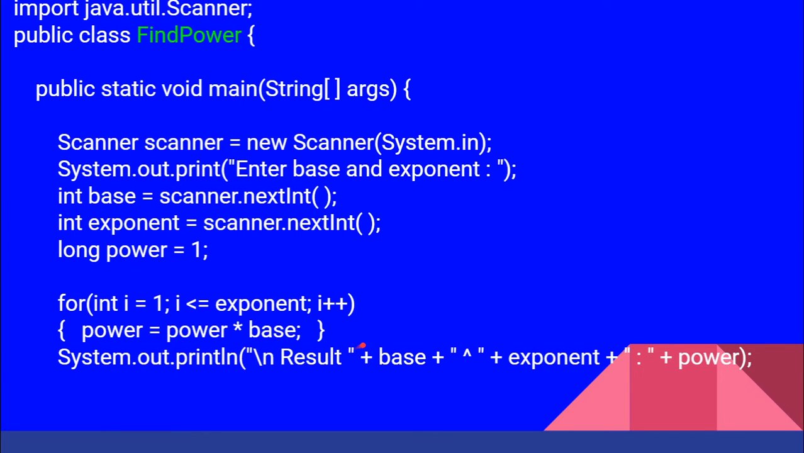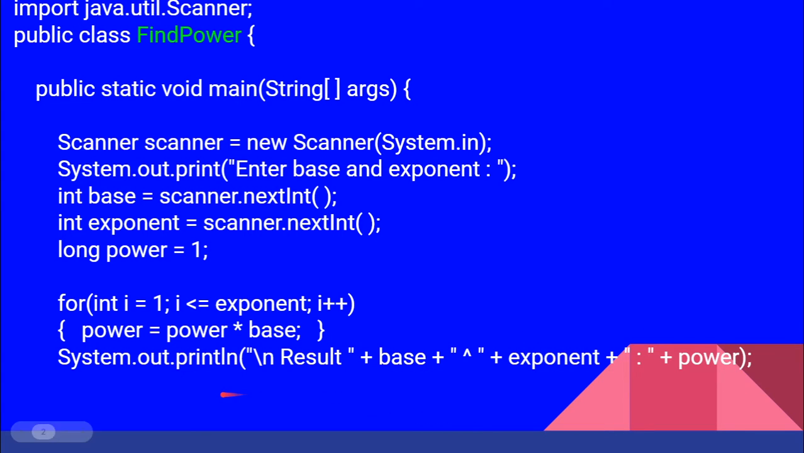System.out.println result, base, exponent, power. So that's all. This simple for loop will calculate the power value, and we are printing the answer. So the answer is the result. This plus is the joining operator or the concatenation operator, and whatever is given within the double quotes will be displayed on the screen as it is. So the answer will be displayed as result of base number power exponent is equal to answer.